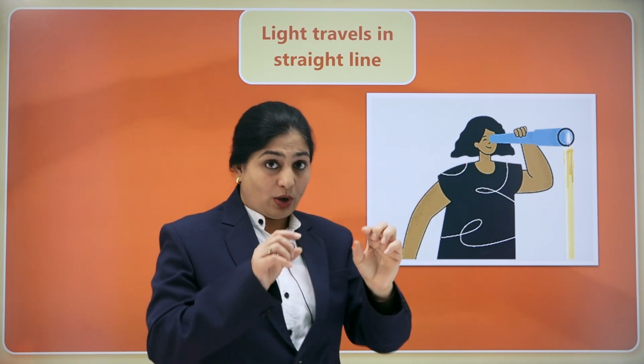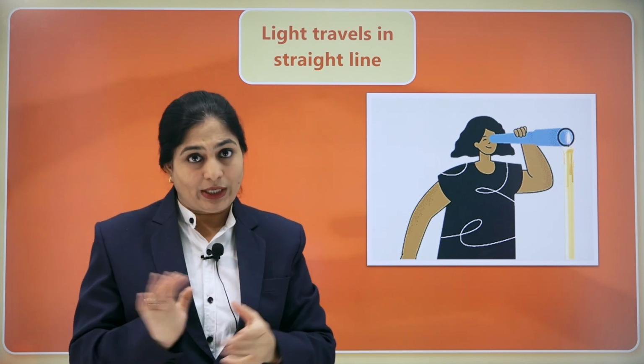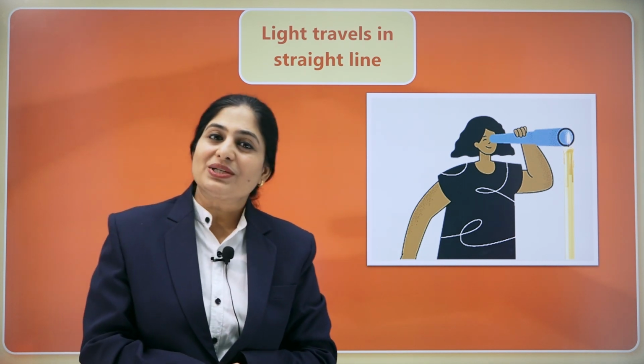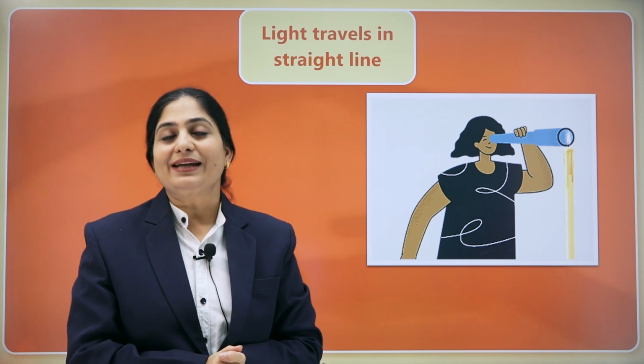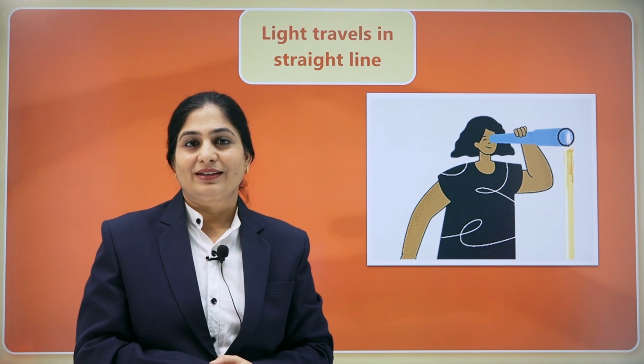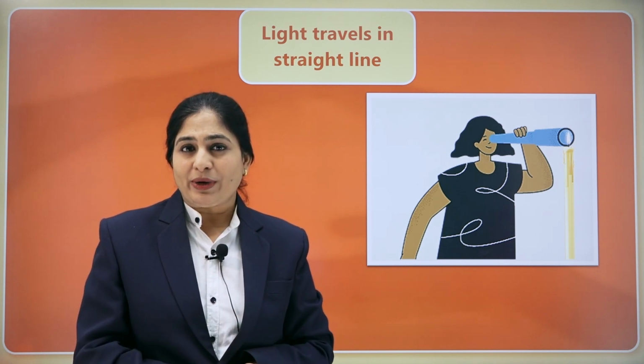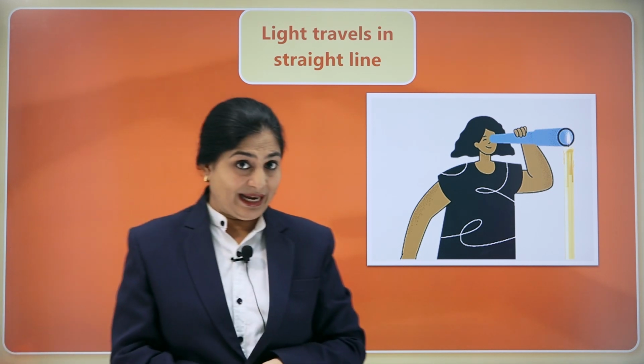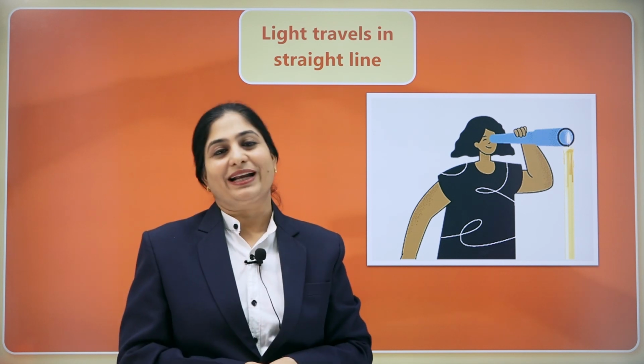So if you have only a straight pipe, then you can see the light coming from this luminous object, this candle. So a very important property is that light travels in a straight line, and for this let me give you one activity.